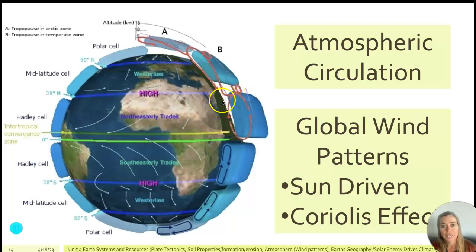Then it's going to come over here. Because the air is so dry, you're then going to see a band at about 30 degrees north and 30 degrees south of desert, right? So these are called weather cells.